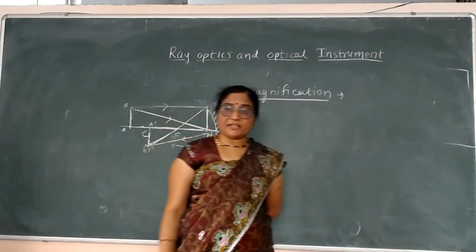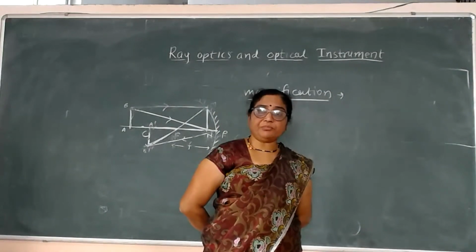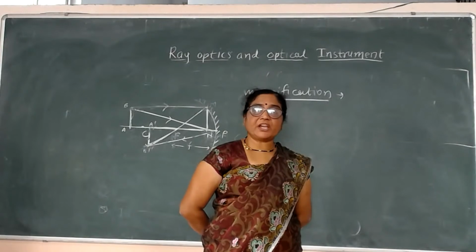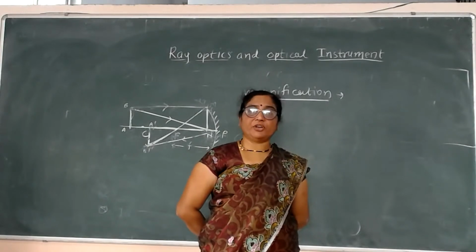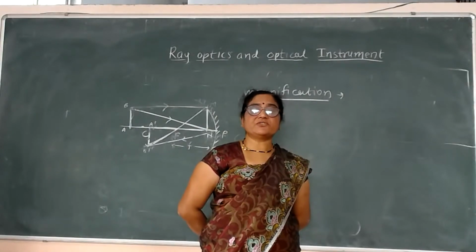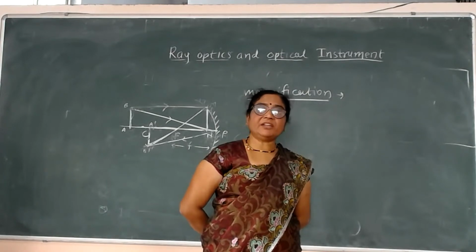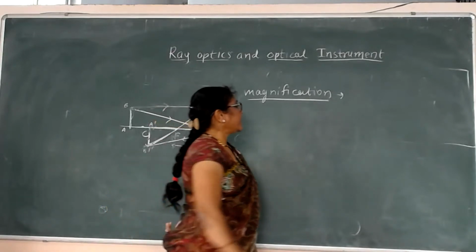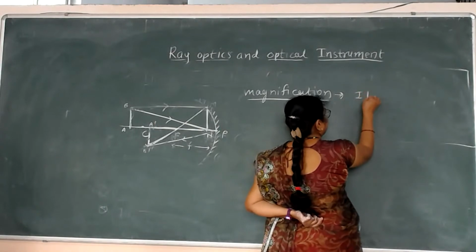Magnification is defined as the ratio of the height of the image divided by the height of the object. Magnification is defined as the height of the image to the height of the object, or the distance of the image to the distance of the object. This magnification is the change in size of the object.